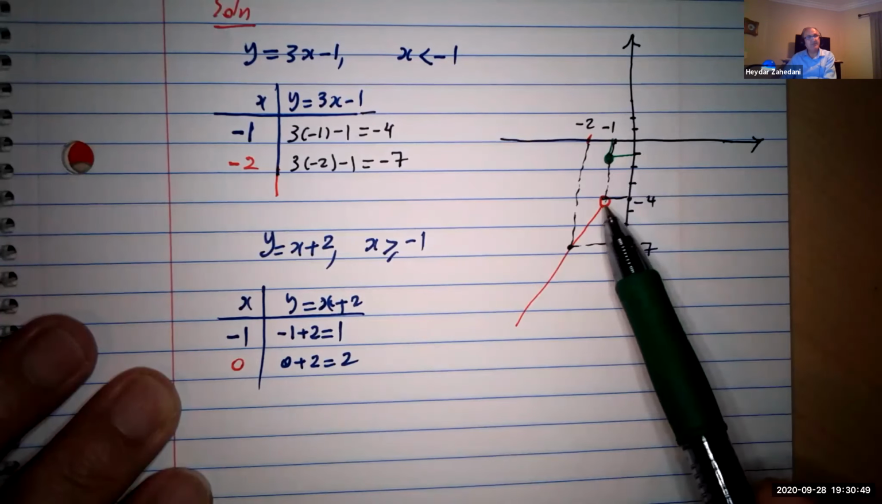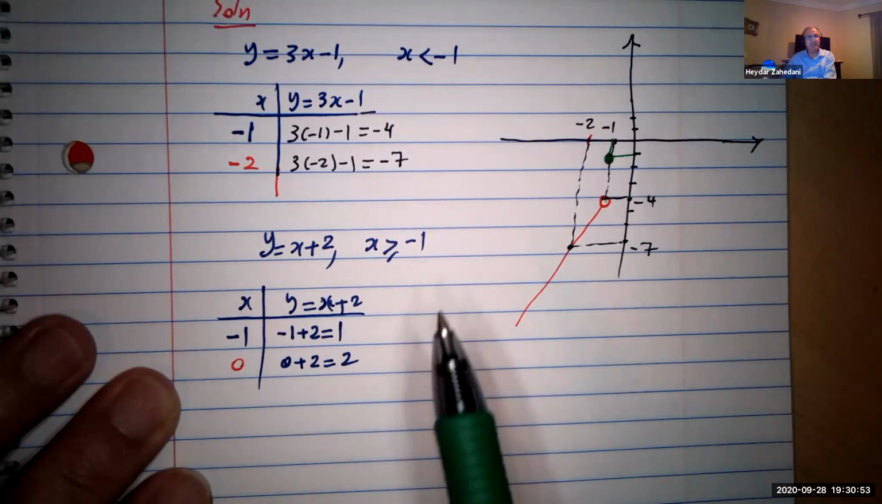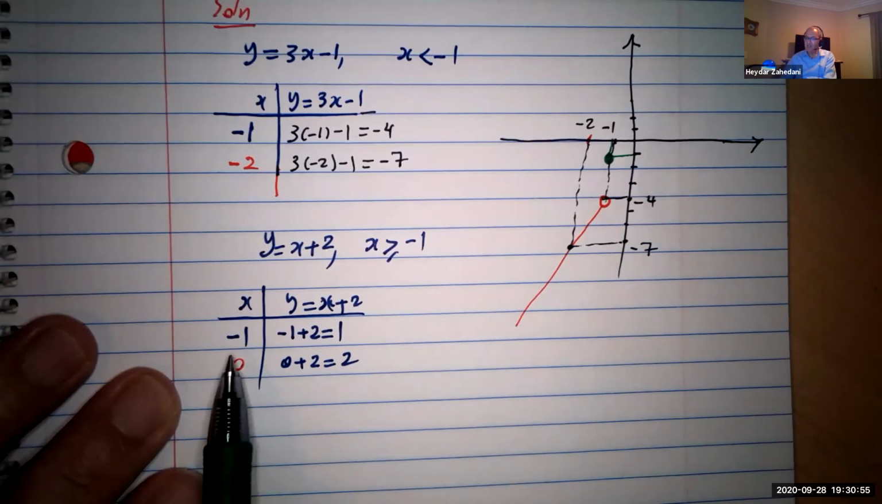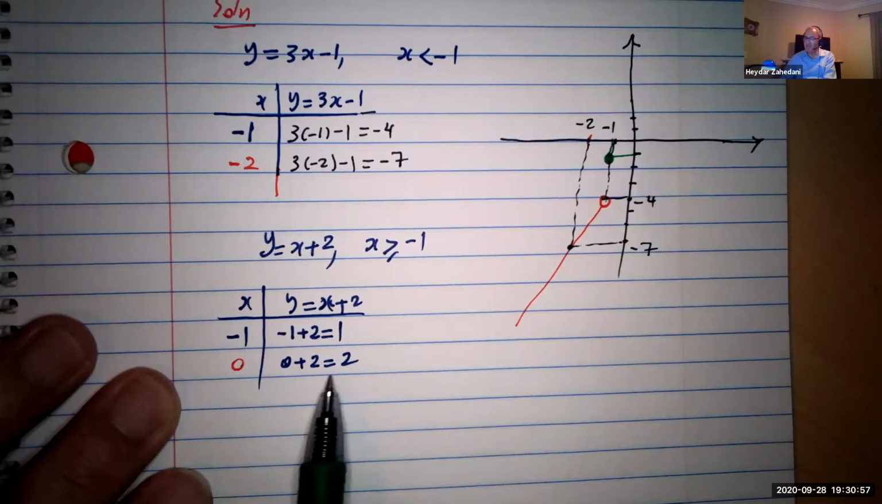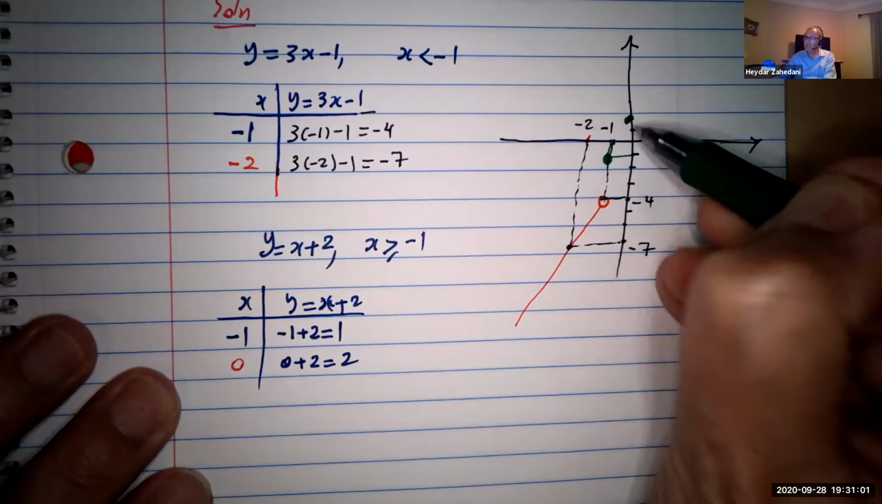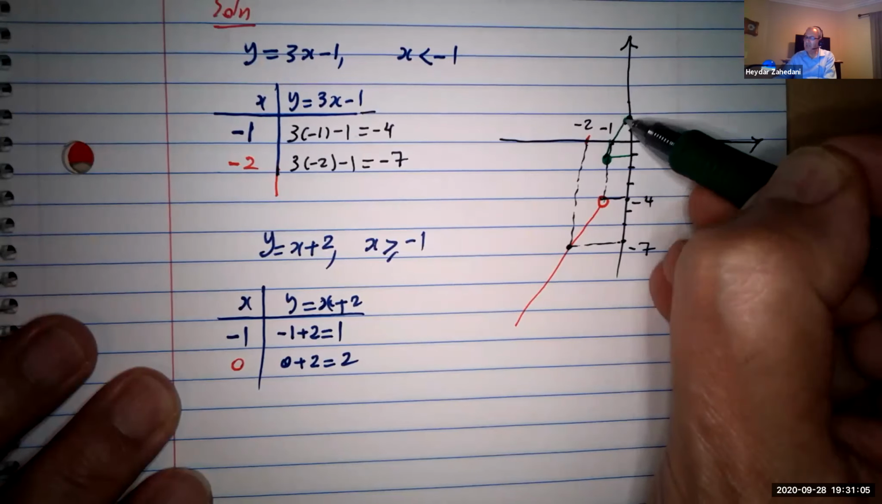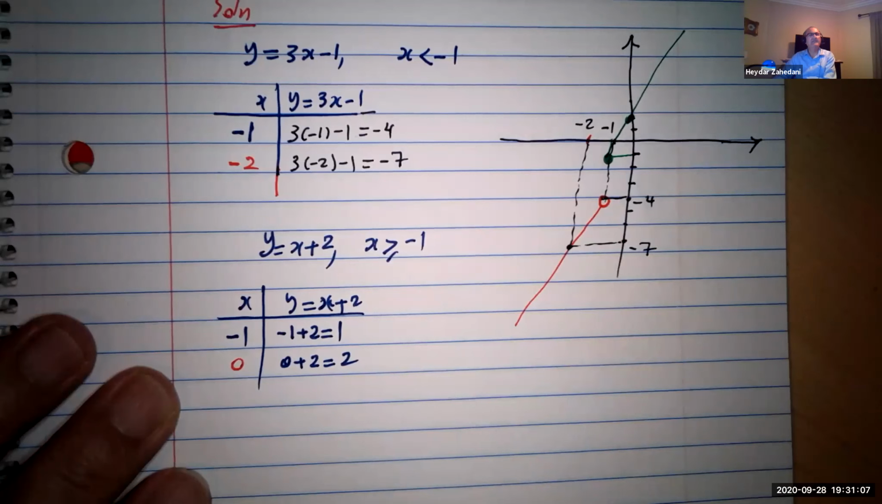So one of them must be empty. The bottom one is already there. Any question? So that's a negative 1 and 1. The other point is 0 and 2. This is 0, 2. You connect, and of course you go to the right this time. This is going to be the graph of your function.